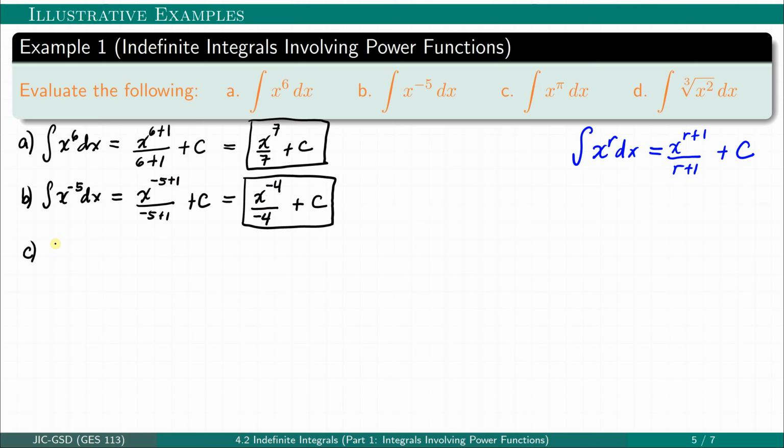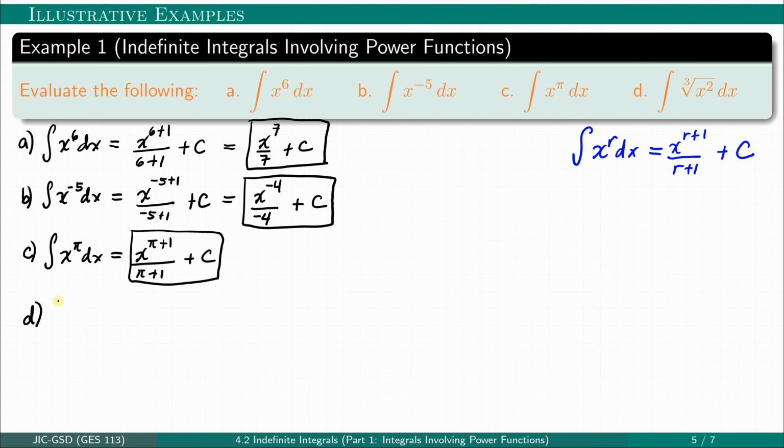Third, we have the integral of x raised to pi dx. Now here the power is pi, which is a constant actually. So this will be x raised to pi plus 1 divided by pi plus 1 plus a constant c. And we can leave our answer as it is.